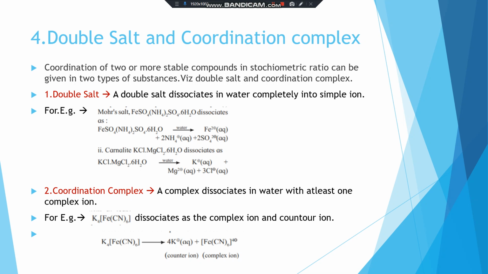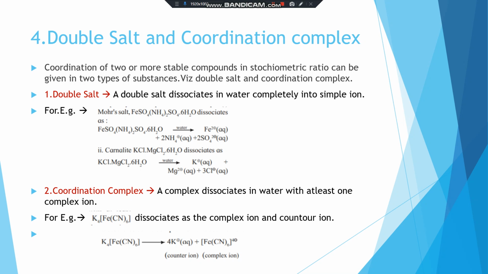Then the second example is carnallite, KCl·MgCl2·6H2O, which is also completely dissociated in water to form simple ions. KCl·MgCl2·6H2O undergoes dissociation to form K+, Mg2+ and 3Cl-. All are in aqueous media. This is a double salt.